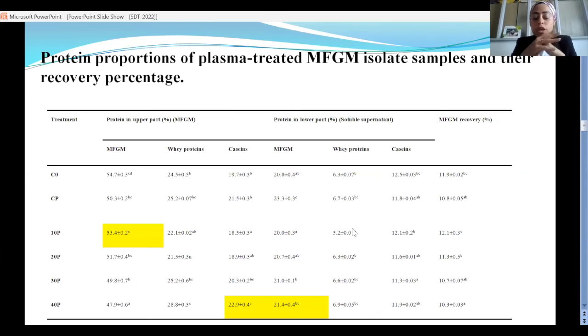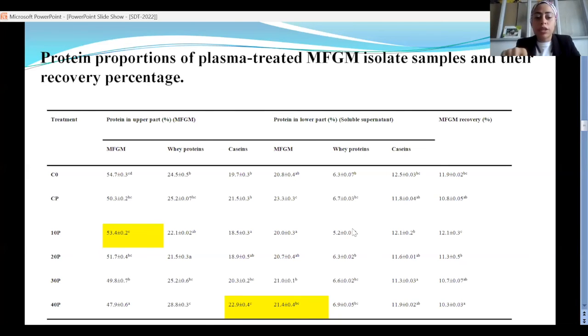MFGM and non-MFGM protein yield after treatment with cold plasma is displayed in this table. The high protein recovery from the control sample suggested milk protein MFGM reaction upon the isolation process, such as churning and centrifugation. The protein recovery from plasma-treated samples increased slightly with increasing the incubation period, but increased significantly after 40 minutes.